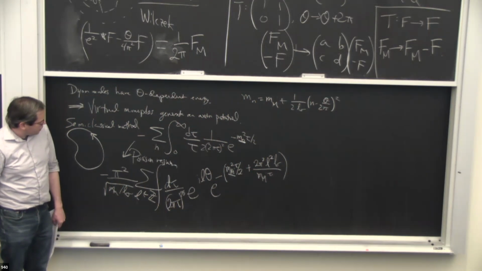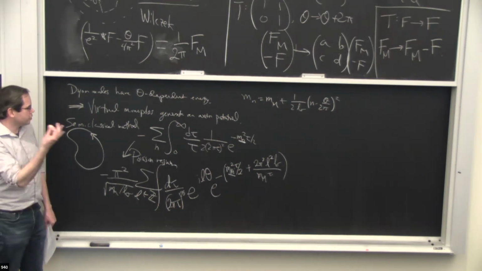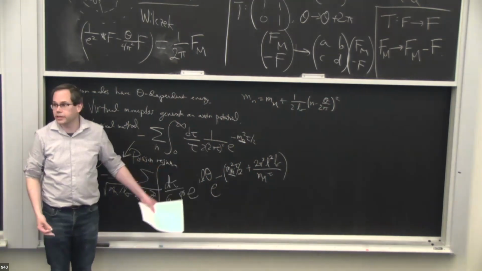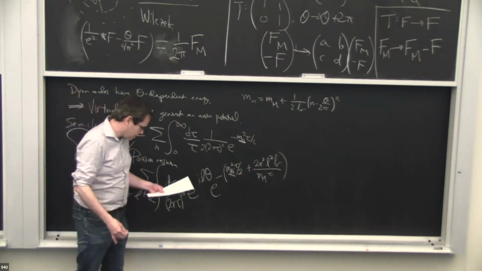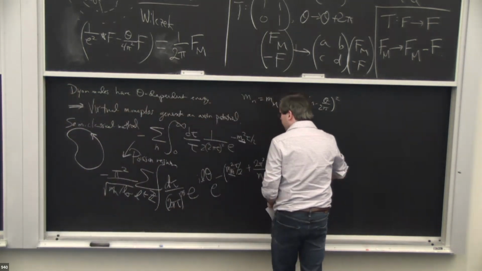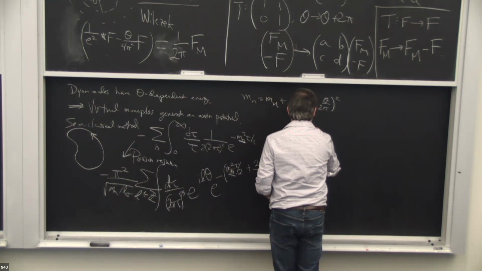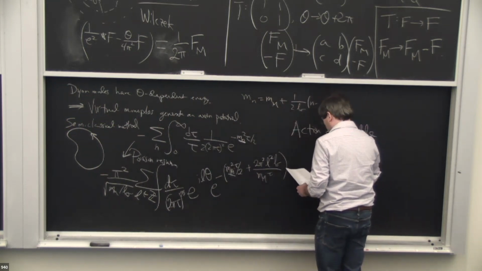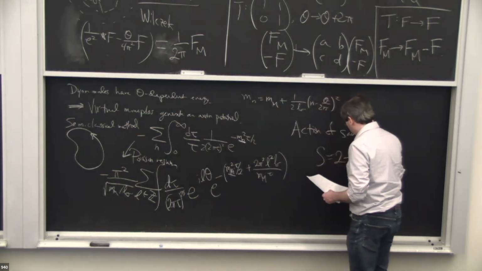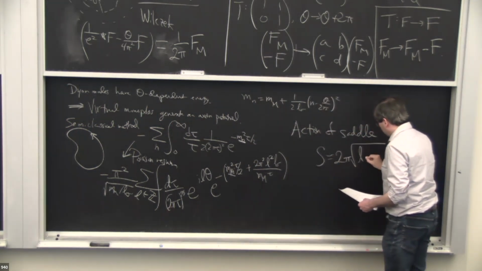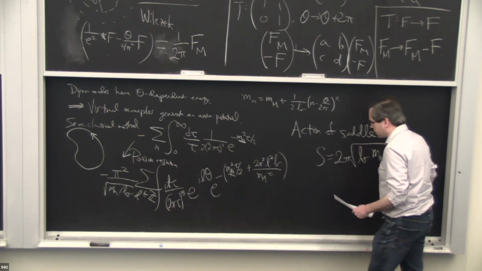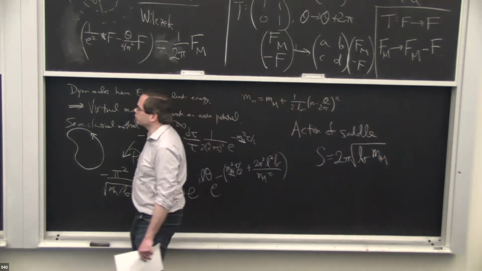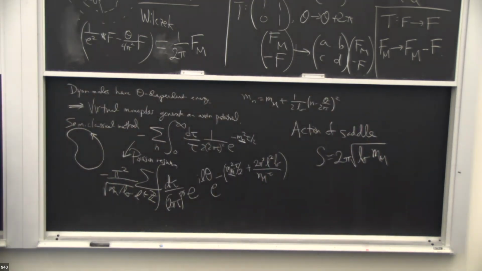Okay, so you Poisson resum, you get a series of harmonics. Each one has a saddle point you can calculate. And so there's some action of the saddle. It turns out to be the geometric mean of the monopole mass and this length scale L that appeared here.